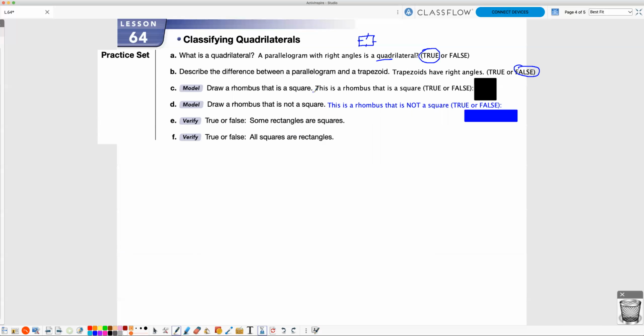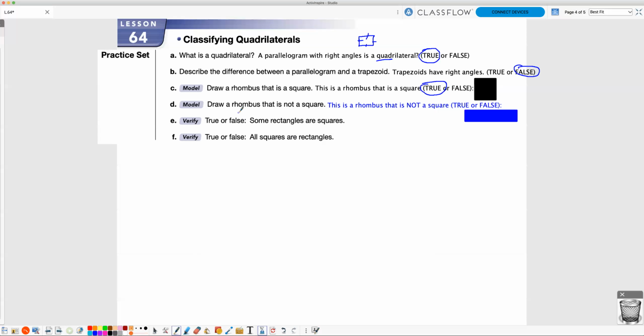Letter C, draw a rhombus that is a square. This is a rhombus that is a square. True or false? So for letter C, you should have said true. This is a special kind of rhombus called a square. It's also a special kind of rectangle.